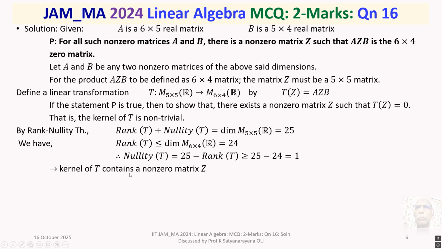Kernel of T contains a non-zero matrix Z. This implies there exists a non-zero matrix Z such that AZB is equal to 0. Thus, the statement P is true. Right. We move to the option Q in the next slide.